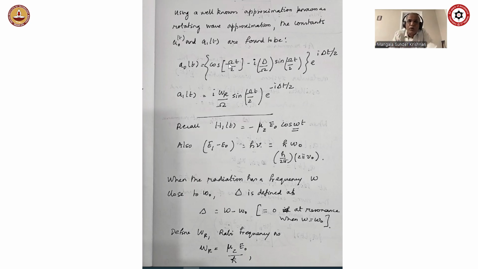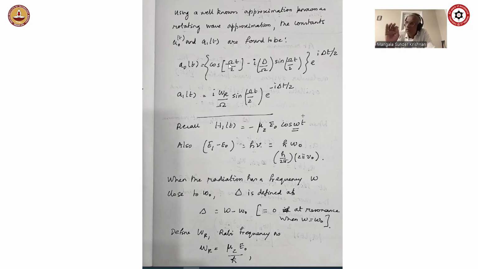Now, what is the notation here? First of all, you remember H1 of t, the dipole interacting with the electromagnetic field: mu z E naught cosine omega t. We remember that. And h nu is the difference between the two energy levels, E1 and E0, which we call h bar omega naught. This is the basic resonance energy difference between the two energy levels. But the radiation, remember, has a frequency omega, not omega naught. It's very close to omega naught.